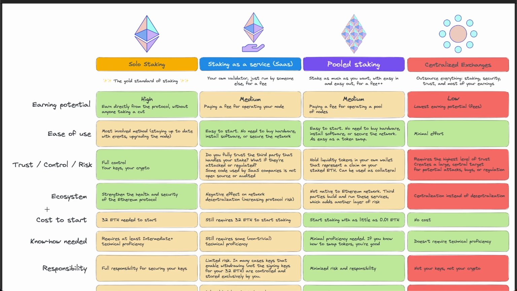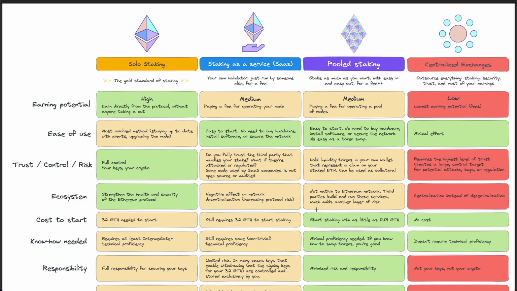What's the impact on the Ethereum ecosystem? With solo staking, you strengthen the health and security of the Ethereum protocol because you are adding to the decentralization of the ecosystem, and that in turn makes the protocol safer, makes the protocol more resistant to attacks. Staking as a service has some negative effect on network decentralization because they do it at scale, and that usually involves centralizing rather than decentralizing.